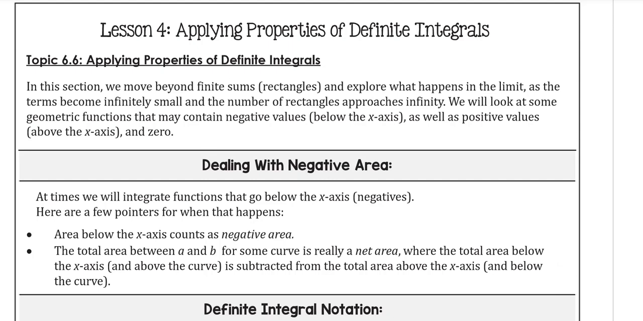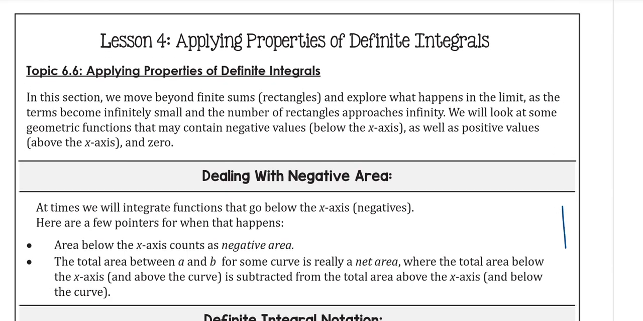One of the first things we worked with in the last section was negative area. At times we will integrate functions that go below the x-axis. Here are a few pointers when that happens. Area below the x-axis counts as negative area. The total area between a and b for some curves is really a net area, where the total area below the x-axis is subtracted from the total area above. That's not always true, but it is true in some cases, and we're going to look at those first, and then we'll talk later about when it is not true.